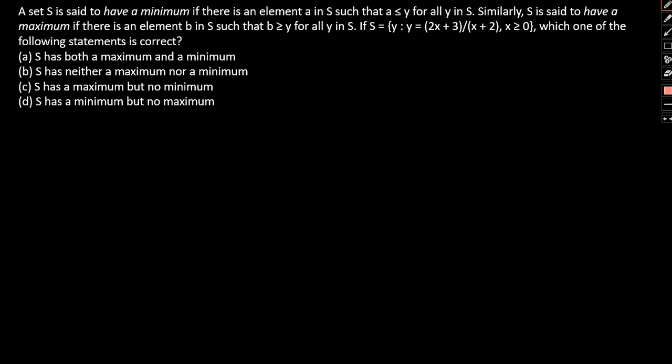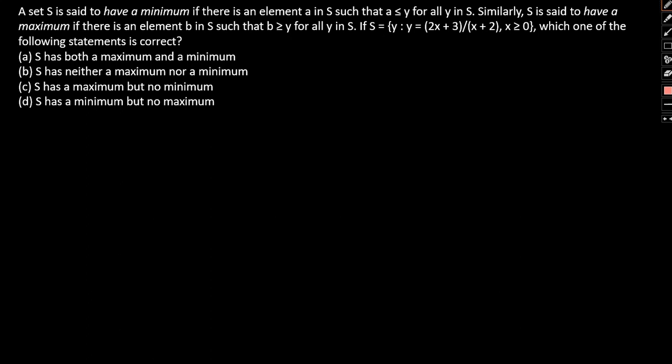A set S is said to have a minimum if there is an element A in S such that A is less than or equal to Y for all Y in S. Similarly, S is said to have a maximum if there exists an element B such that B is greater than or equal to Y for all Y in S. So, if S is given by Y, where Y equals (2x+3)/(x+2), where x is greater than or equal to 0, then which of the following statements is correct?